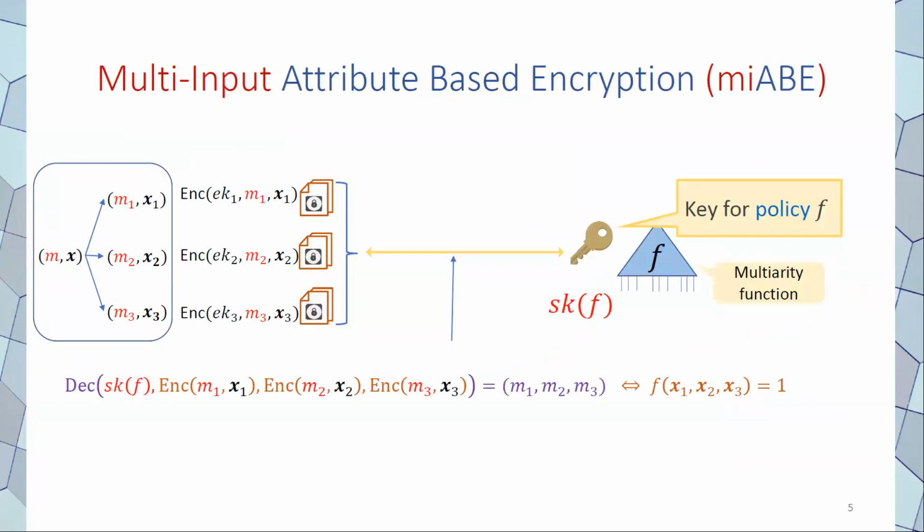More formally, the message and attribute here are distributed among three users, and each user generates a ciphertext independently. The key is given, for example, for a 3-arity function, which evaluates on x1, x2, x3. What we want is that the decryption should take this key and these independently generated ciphertexts as input, and think of this as encryption coming from a single source. The underlying messages should be recovered if and only if f(x1, x2, x3) is 1. And for security, we want that these ciphertexts should look pseudorandom.